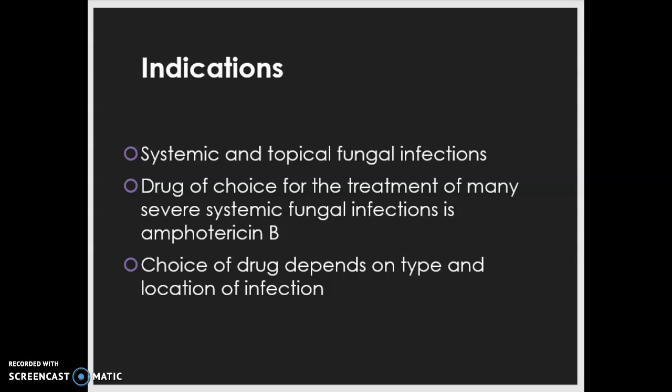The drug of choice for the treatment of many of these is based on the severity. So our amphotericin B is the one that we choose when we have a severe fungal infection. And that's because this drug is active against most species, including Cryptococcus neoformans, Candida albicans, Sporothrix, Blastomyces dermatitidis, Histoplasma capsulatum, Coccidioides, and the Aspergillus fumigatus.